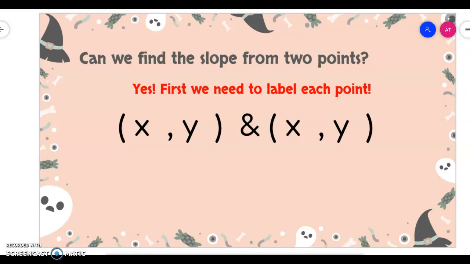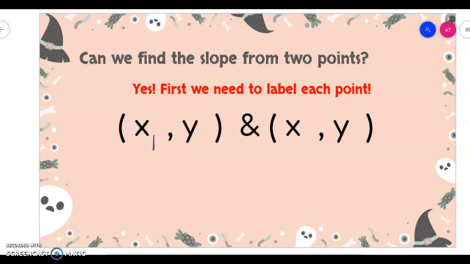Yes, absolutely. If we only have points and we can't draw it out, or it's a little bit more time consuming to draw it on a graph, we can easily use a formula to find the slope from 2 points. So first we need to label them. This is an x, right? Of the set of 2, this is my first x.